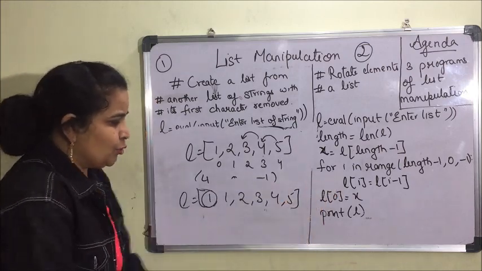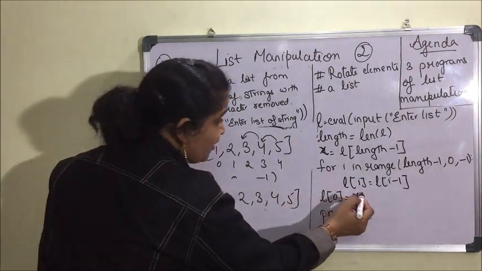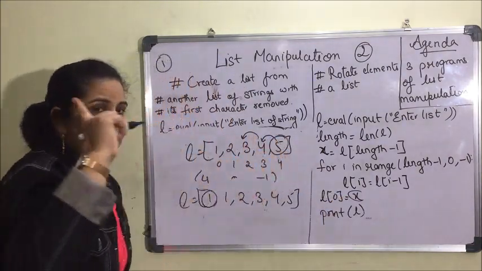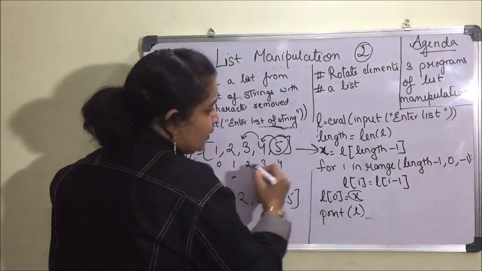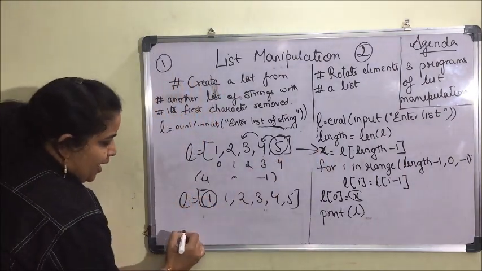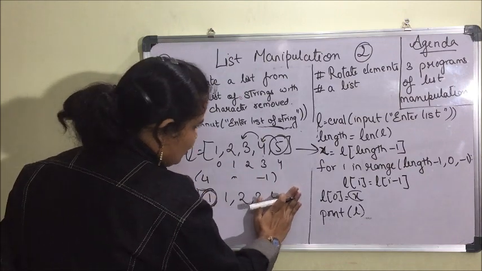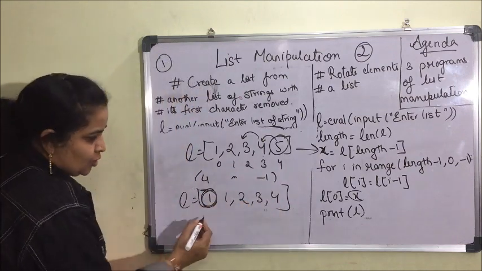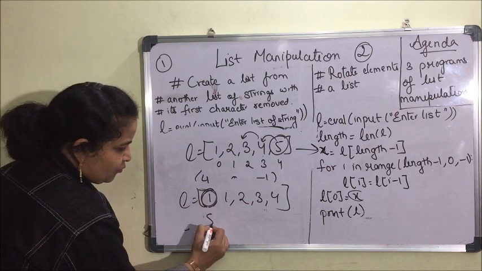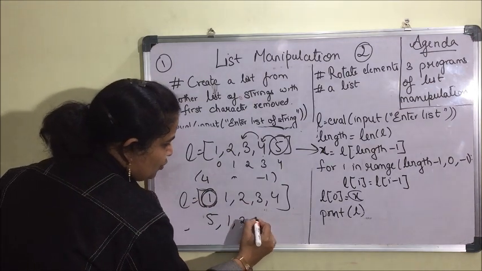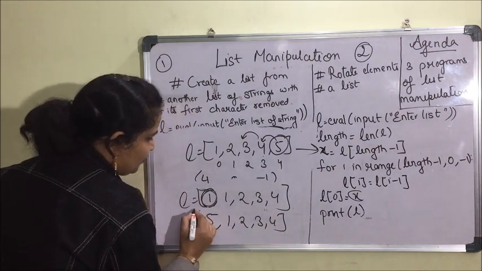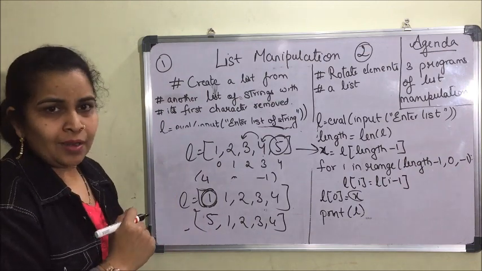After coming out of the loop, what will it do? What we stored in X at the start: L0 is equal to the last value. Sorry, it will be up to 4. So it will contain 5 now: 1, 2, 3 and 4. In this way, this program will work.